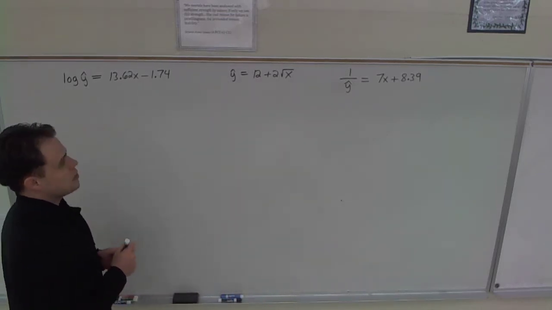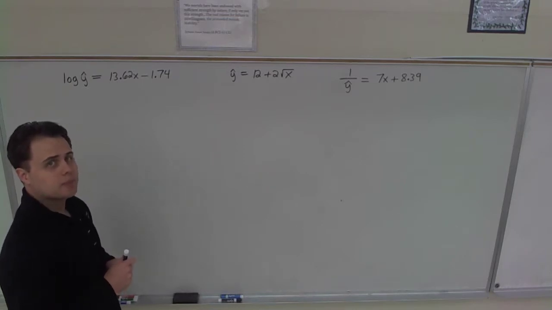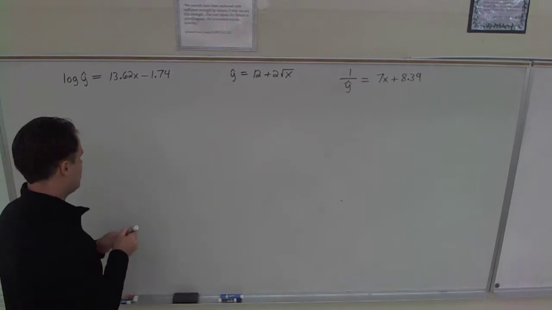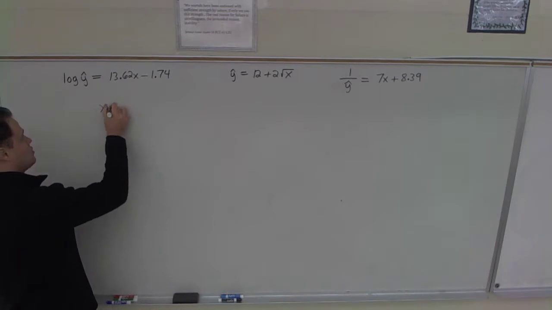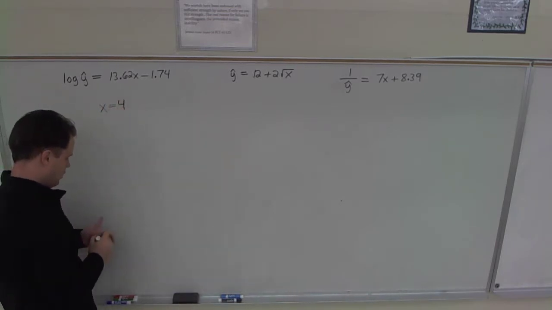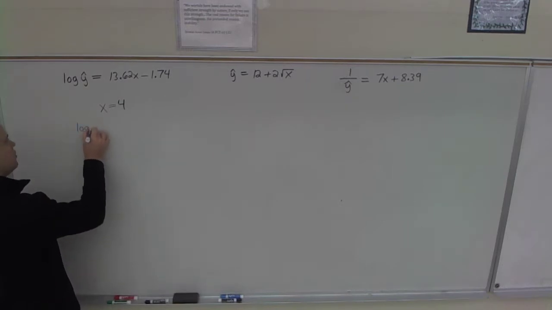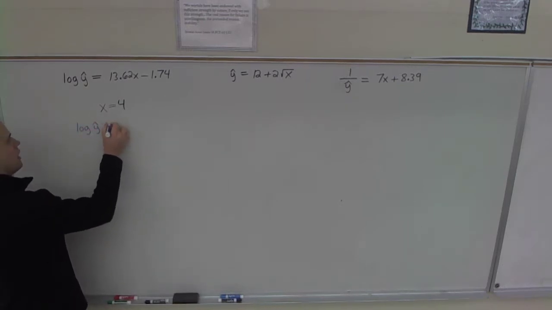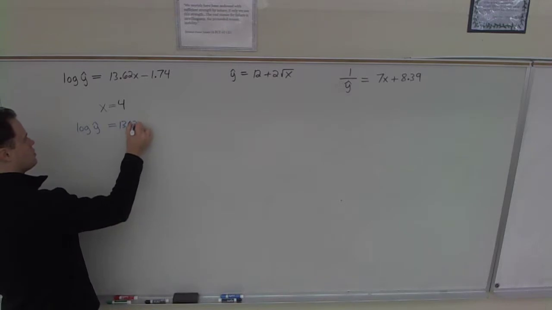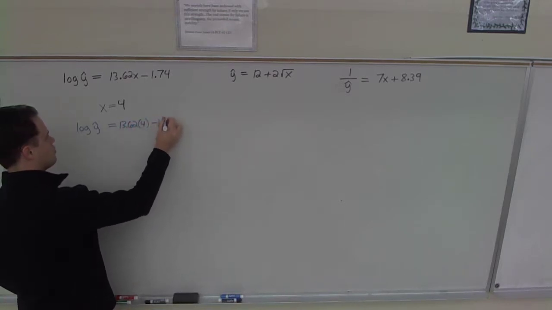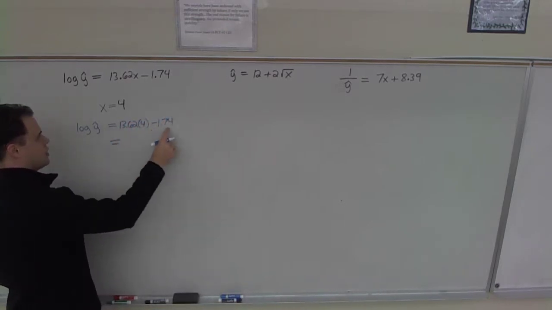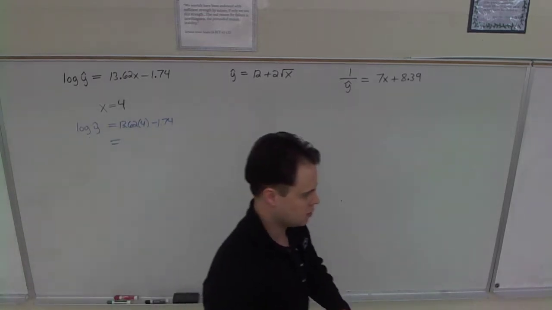So suppose we were supposed to predict y for this problem. And let's say they gave us x was equal to 4. So to make that prediction, I would say, okay, just plug it in. The logarithm of y hat is equal to 13.62 times 4 minus 1.74. I'd get that number with my calculator. Let's see.